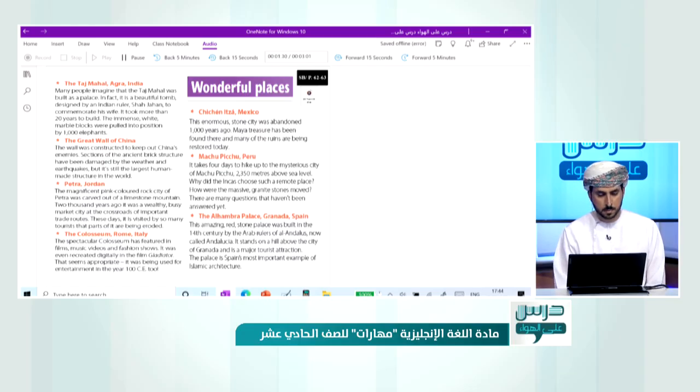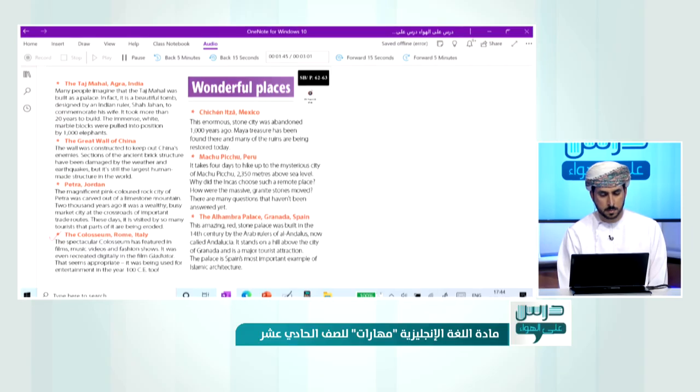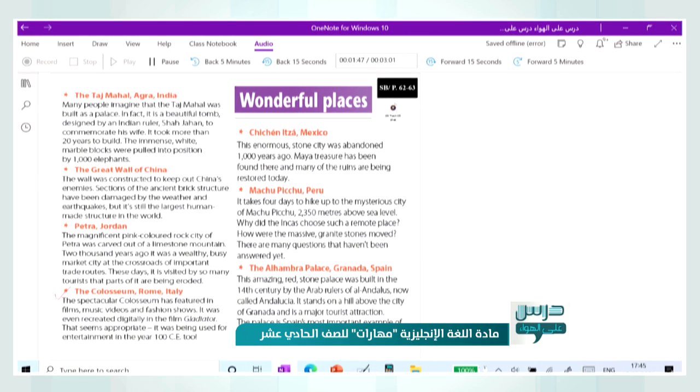The Colosseum, Rome, Italy. The spectacular Colosseum has featured in films, music videos, and fashion shows. It was even recreated digitally in the film Gladiator. That seems appropriate. It was being used for entertainment in the year 100 CE too. Chichen Itza, Mexico. This enormous stone city was abandoned 1,000 years ago. Maya treasure has been found there, and many of the ruins are being restored today.